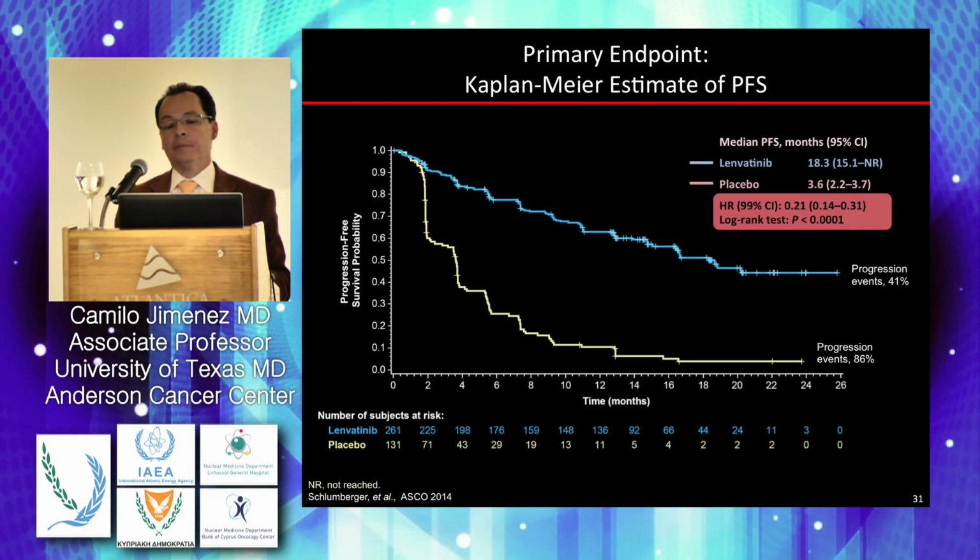In blue, you will see patients who were treated with Lenvatinib. In white, patients who were treated with placebo. At 2 months after initiation of therapy, you can see a separation of the curves, and the separation of the curves was quite dramatic. The median progression-free survival was for Lenvatinib 8.3 months, while for placebo was 3.6 months. Very interesting difference between the two drugs.